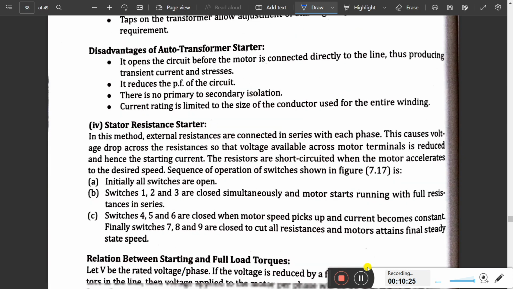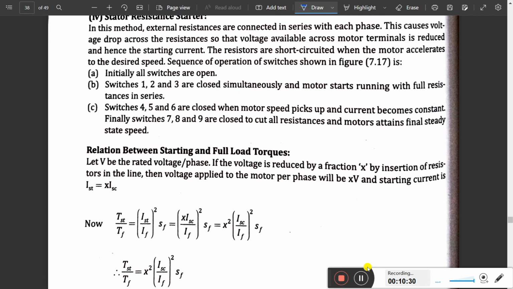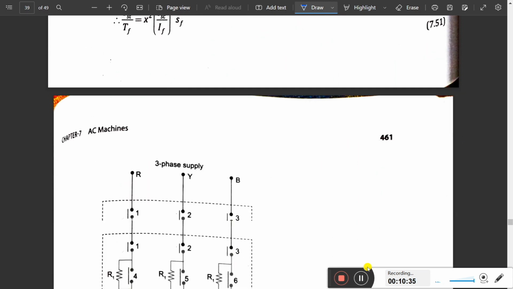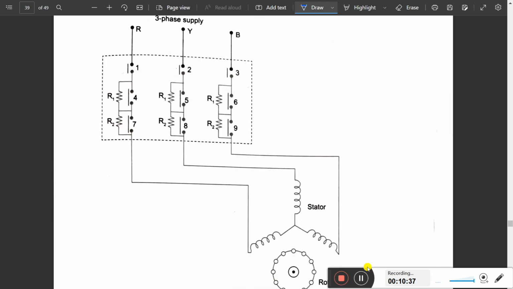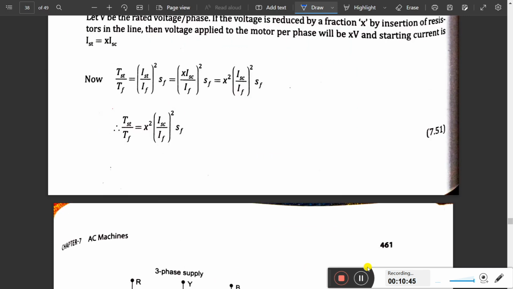Now coming to the fourth, the stator resistance starter. It is similar to your DC starting method. We can directly add resistance to the stator side. Observe this: these are resistors added to the stator side. Now the relation between the starting torque and full load torque is equal to x square times (ISC by IF) whole square. The x is a variable of how much the starting current is, relative to the ISC current, the short circuit current.